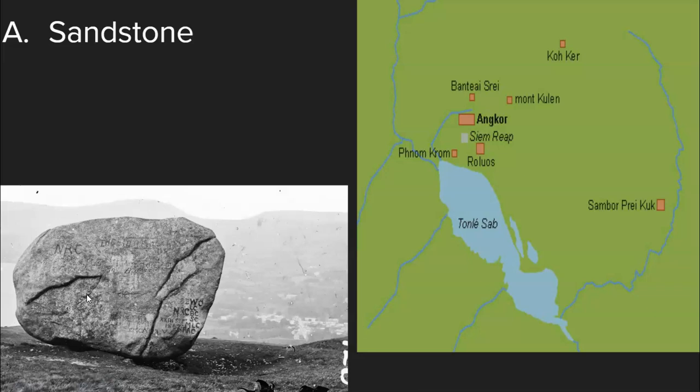As my topic today is about temple stones, the first thing that I am going to present is sandstone. With this slide, I want to give you the information about where the stone is taken from. It is from Kulen Mountain and it was brought to Siem Reap City, which is about 50 kilometers away.